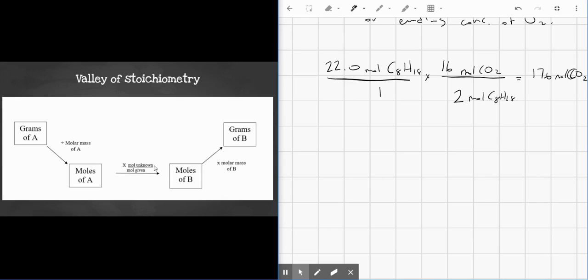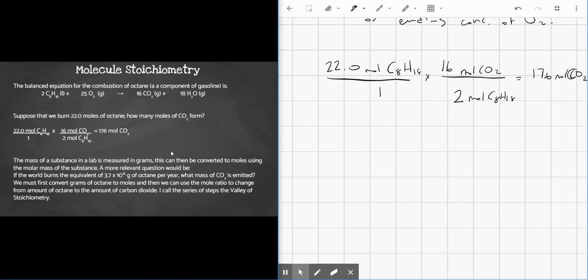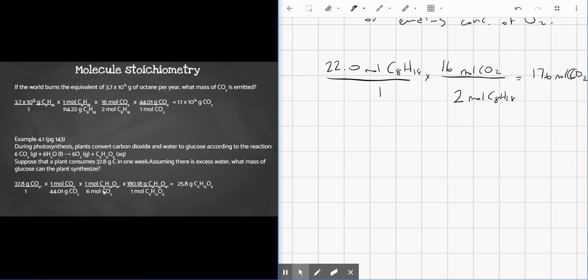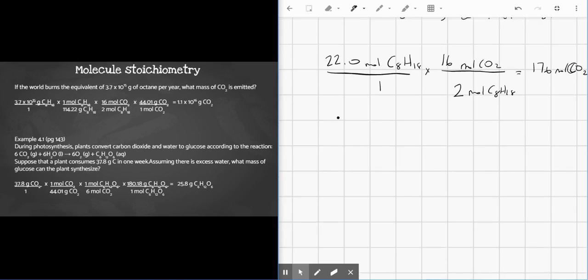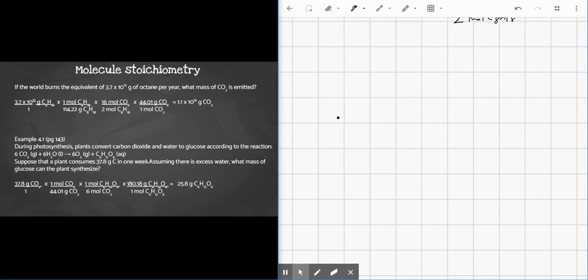Okay, so we're going to do a few of these where we go through the whole process, grams of A to grams of B. So for this one, I have it solved out here. We're going to start with our given. Okay, let's write the given over here. 3.7 times 10 to the 15th grams of octane, that's C8H18.